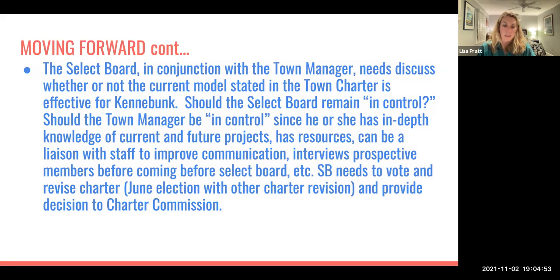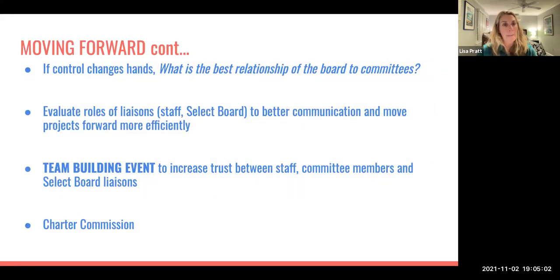consulting, but not being the main, what's the word I'm looking for? Contact point. Next slide. So if the control were to change hands, then moving forward, we need to decide what the best relationship of the select board is to the committees. We need to evaluate the roles of the liaisons, and those go together, staff and select board, to better communicate and move projects forward efficiently.